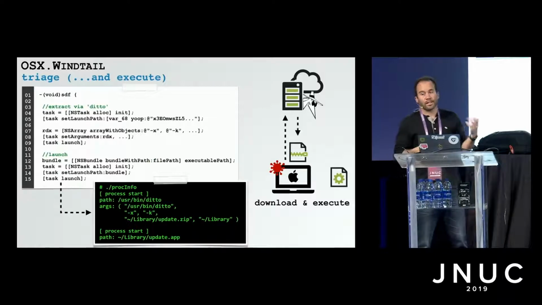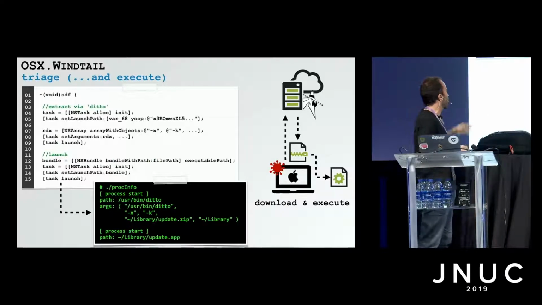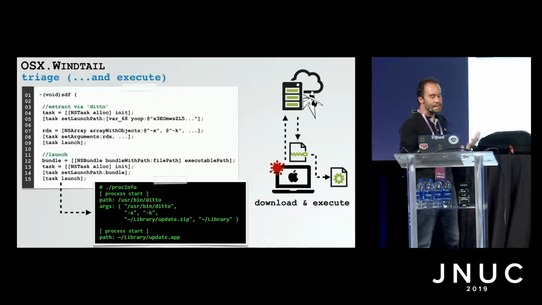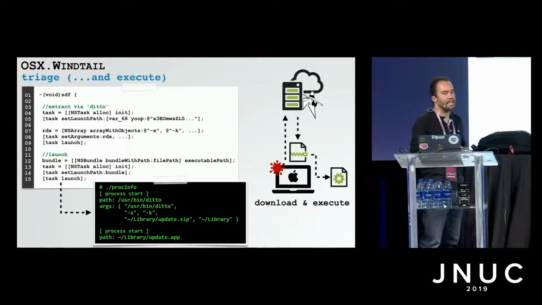The backdoor will then execute this file, and if we look more at the disassembly of the malware, we can see that once it's received the file from the hacker's remote server, it will unzip it, which means it expects a zip file, and then execute it via the NSTask API.